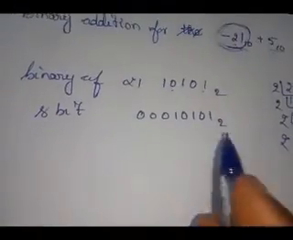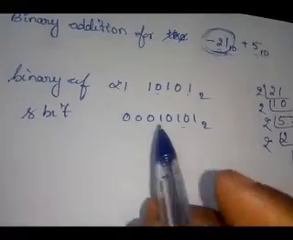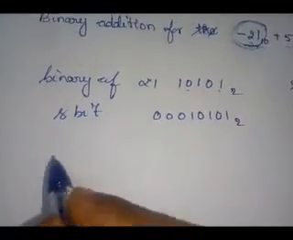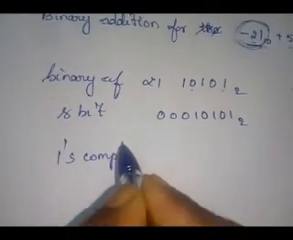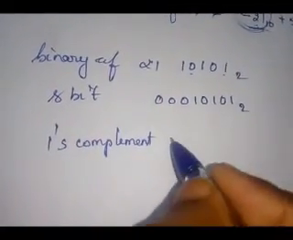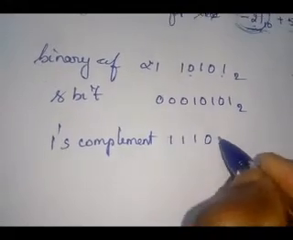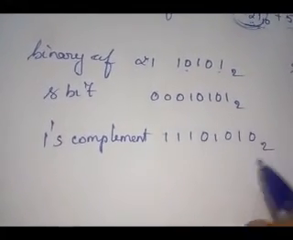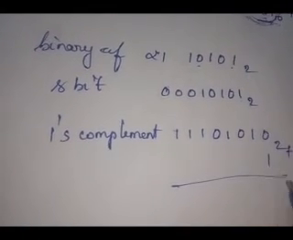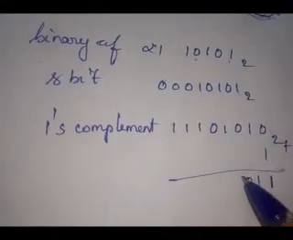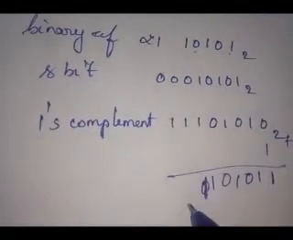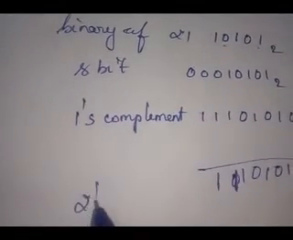Okay. Then next, take the ones complement of this number. Why are we taking the ones complement? This is the negative number. That's why ones complement. Ones complement, how will you take? Zeros become 1, ones become 0. 1 1 1 0 1 0 1 0. Then add 1 with that. Then you will get the 2's complement. 1 1 1 0 1 0 1 1. Okay, this is the 2's complement.